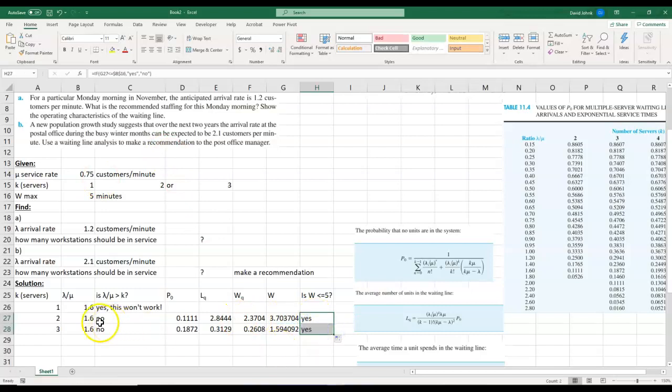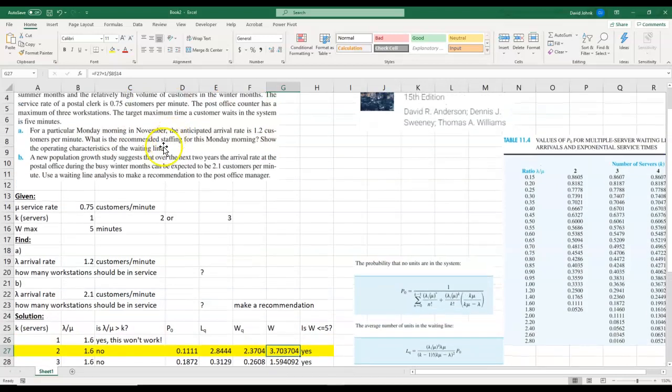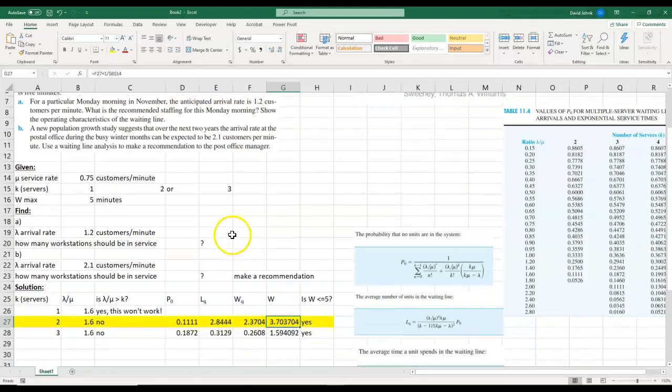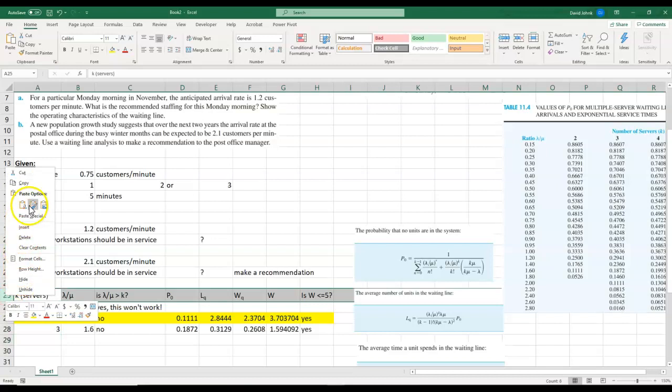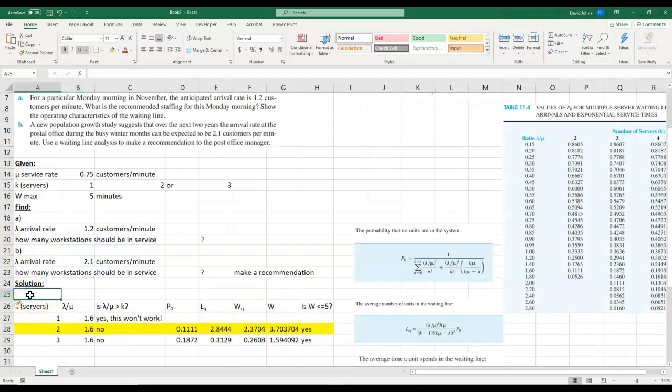So you're going to use the least amount of servers, so your answer would be use this right here. Okay. So we want to make sure that this is less than 5 minutes, right? Because that's what they said. They said up here maximum time. They should say maximum average time, right? We're using the average time, the maximum average time. So that's part A. Let me insert. This is a solution to part A.